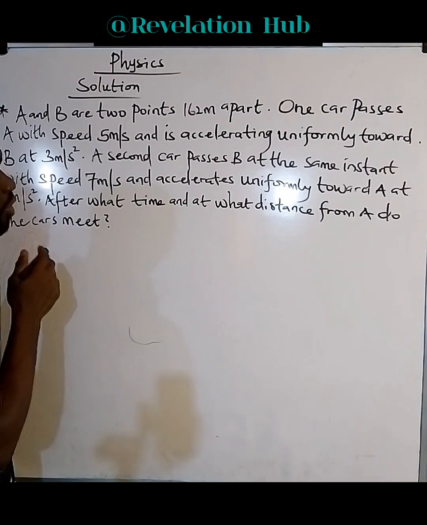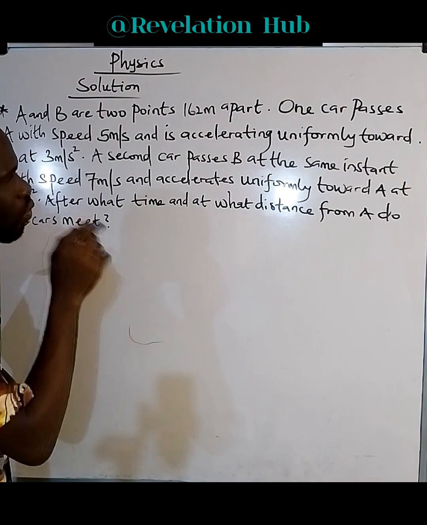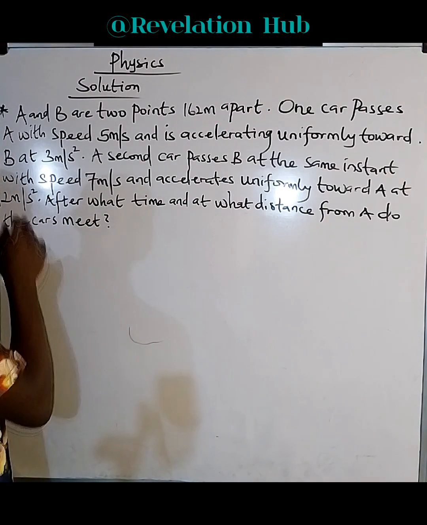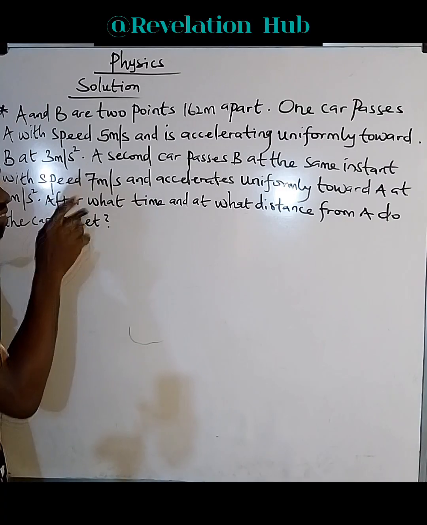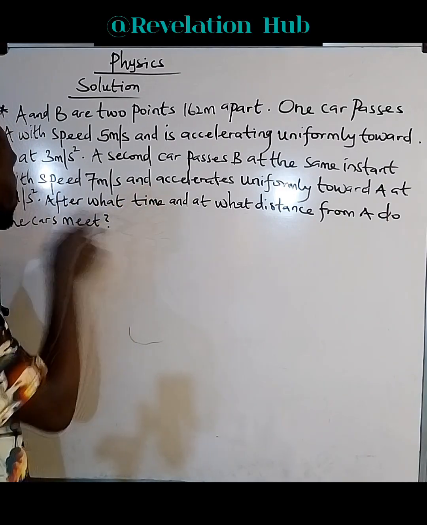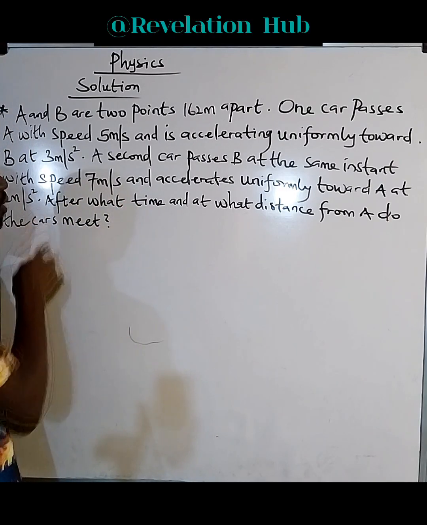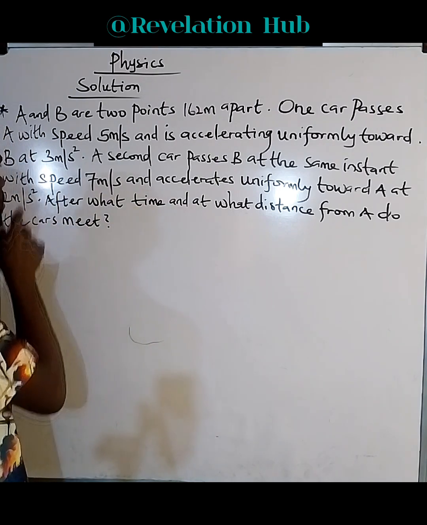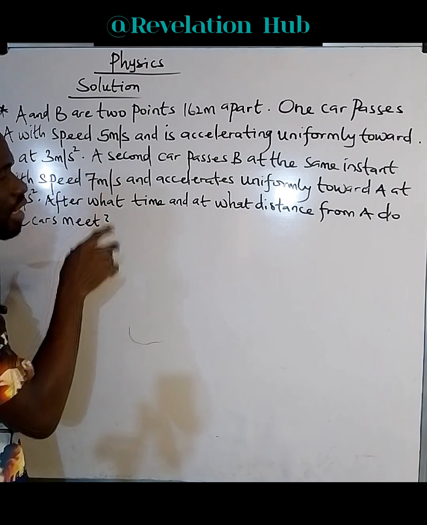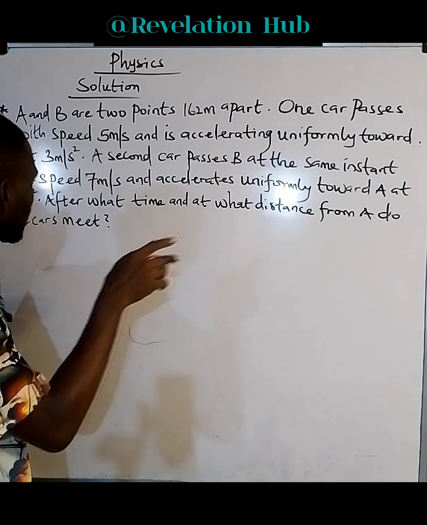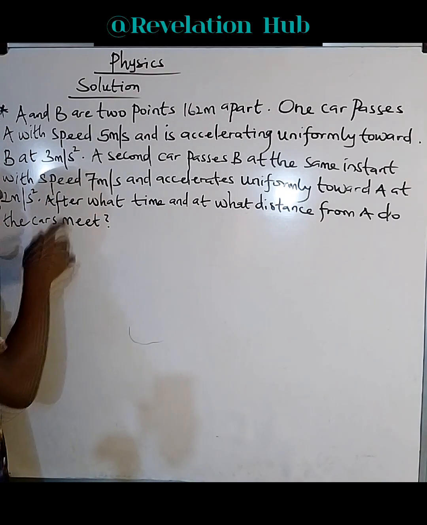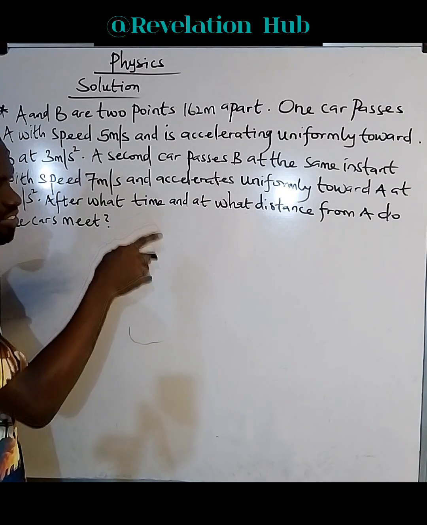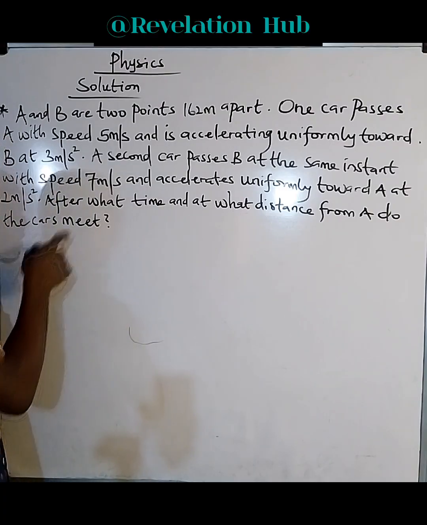A and B are 2 points, 162 meters apart. One car passes A with speed 5 meters per second and is accelerating uniformly toward B at 3 meters per second squared. A second car passes B at the same instant with speed 7 meters per second and accelerates uniformly toward A at 2 meters per second squared. After what time and at what distance from A do the cars meet?